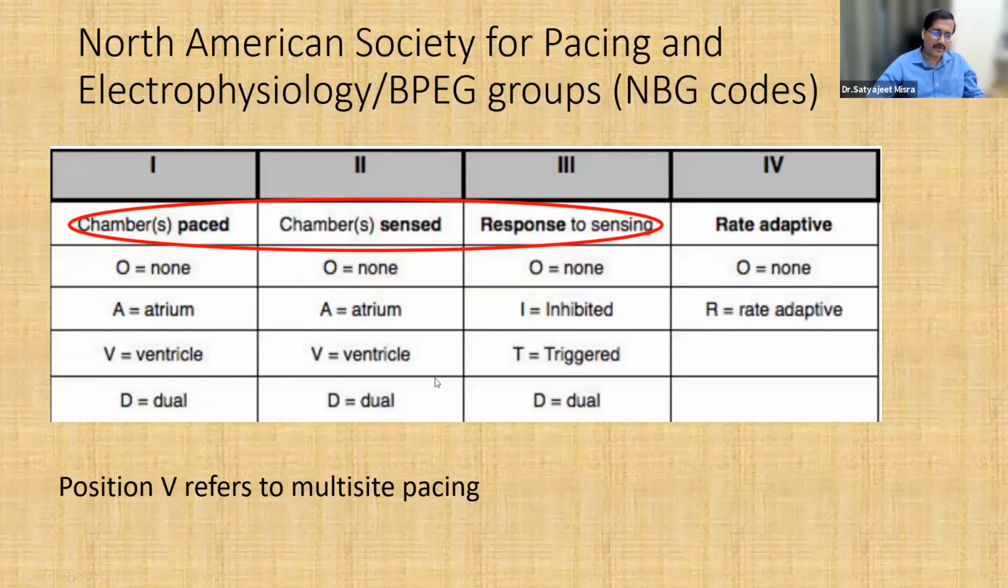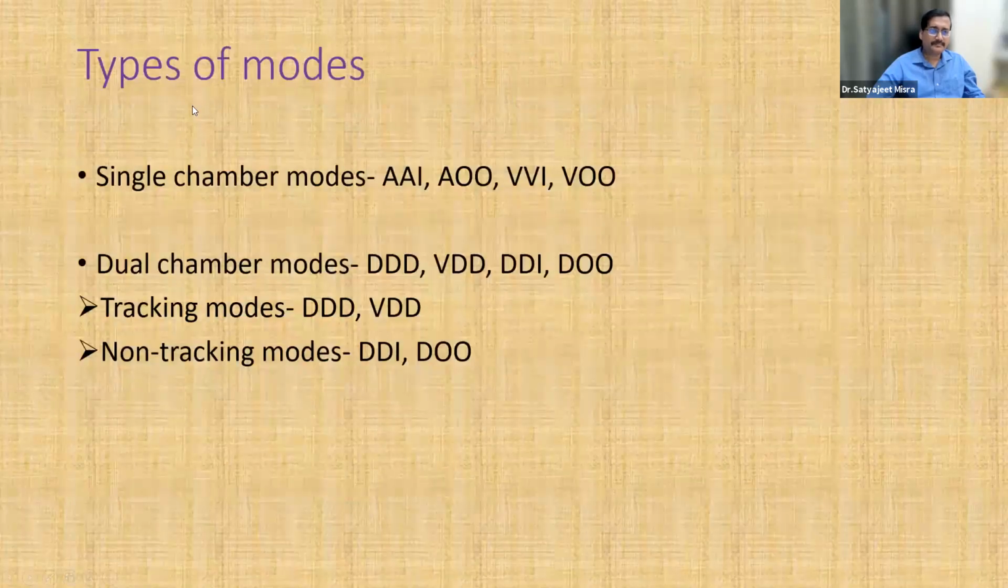We'll not be discussing more on this. Position 5 again is not applied to temporary pacemakers. It basically refers to multi-site pacing, whether you're pacing one or both the atria, whether you're pacing both the ventricles. This is sometimes seen in CRT devices. So we'll not go for this anymore because this is not applied to temporary pacemakers.